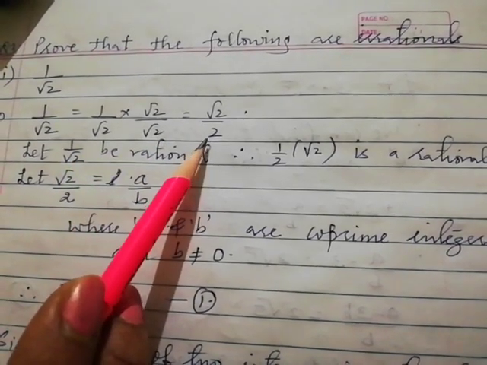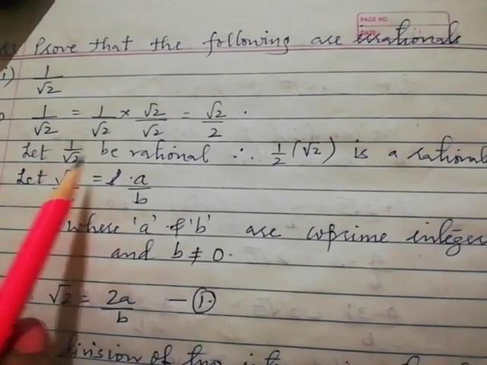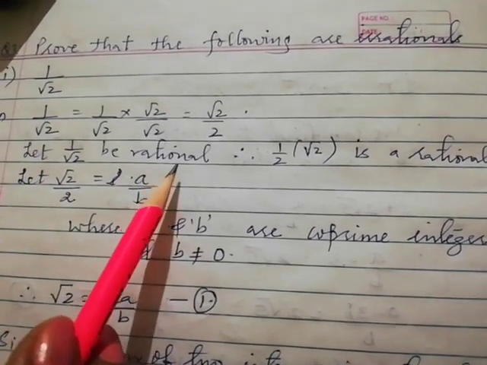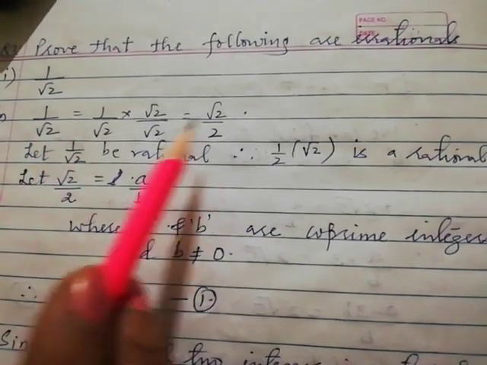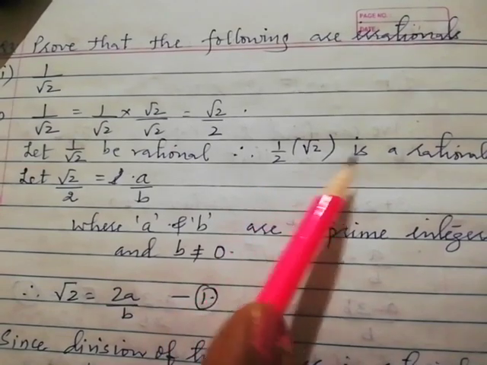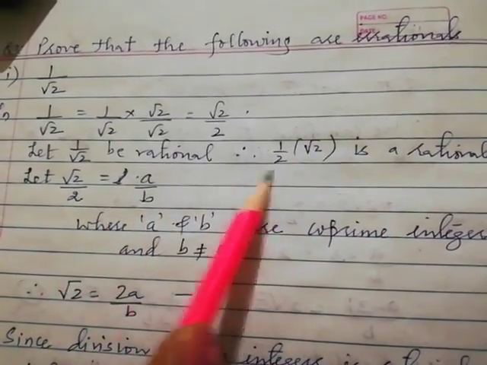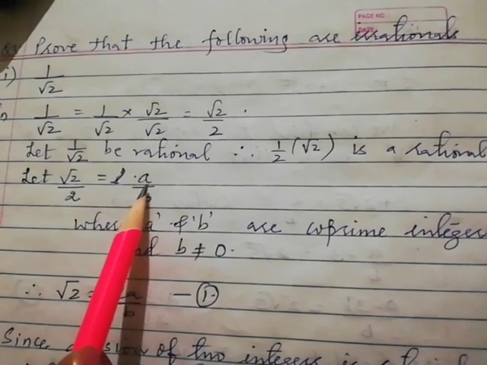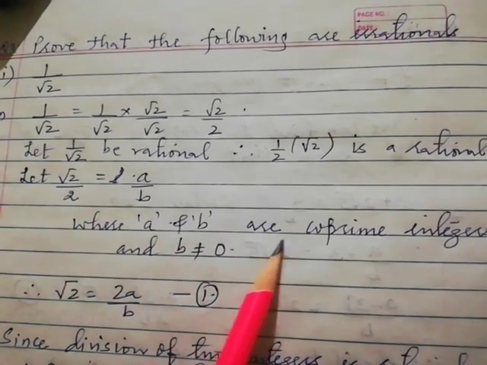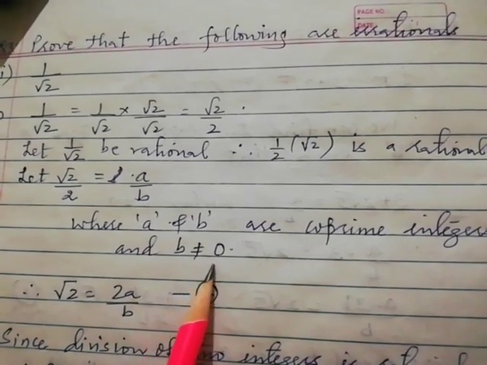You know it. Okay. So now we assume it. Let 1 by root 2 be rational. So if 1 by root 2 is rational, then this is also rational, 1 by 2 into root 2. So therefore root 2 by 2 is also rational. We assume it. So rational number means we can equate it to a by b, where a and b are coprime integers, that is, the common factor is 1, and b not equal to 0.